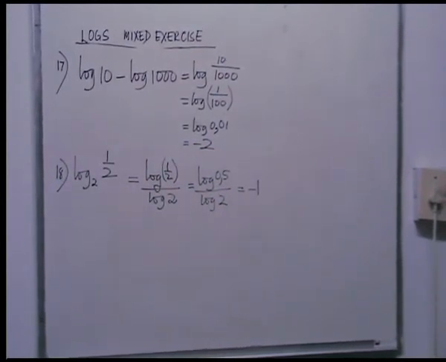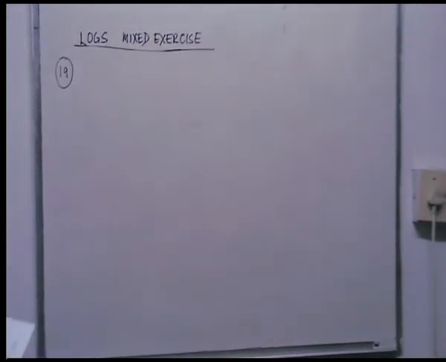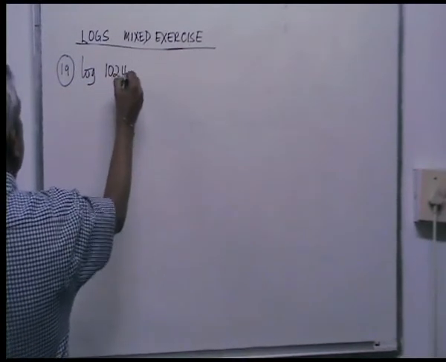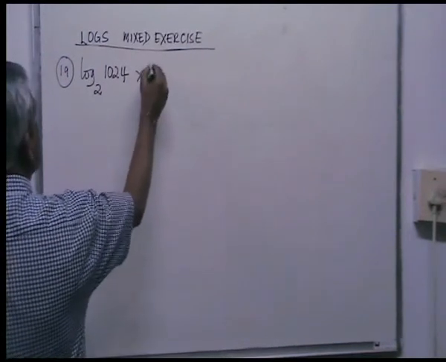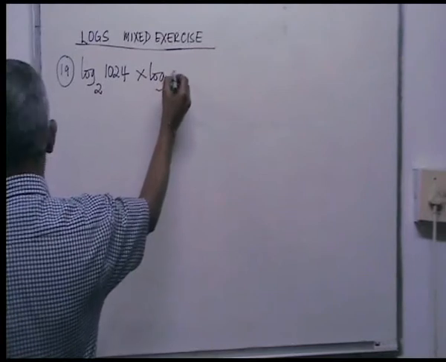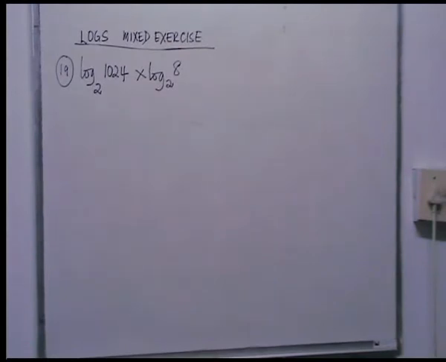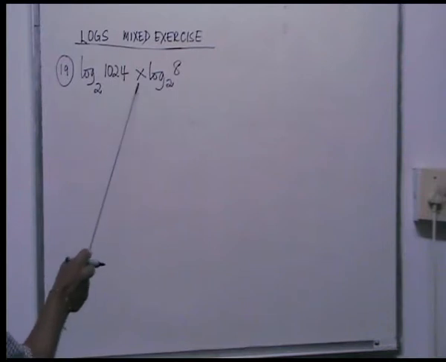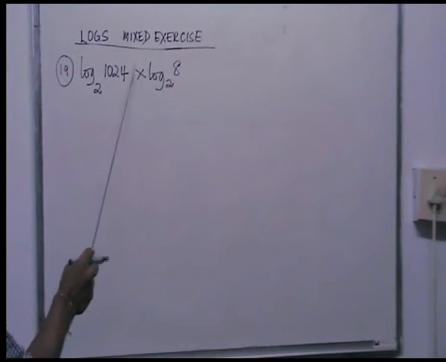Right, we have to do number 19 and 20, and we're coming there shortly. Number 19, you have log of 1024 to the base 2 times log of 8 to the base 2. Now, you must read very carefully. Log of 1024 to the base 2 times log of 8 to the base 2. The bases are the same, but there's no law for multiplication.